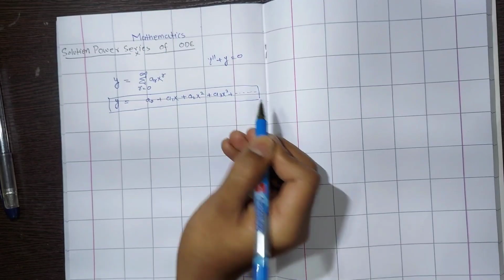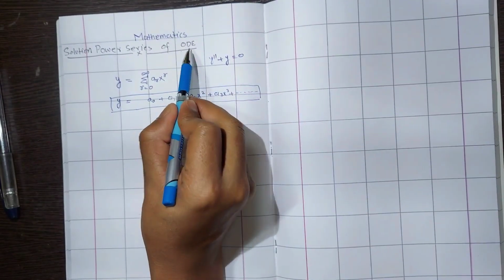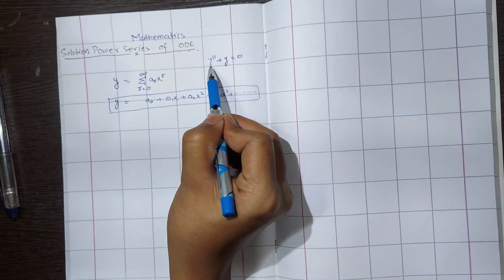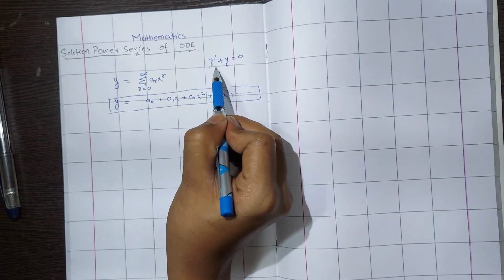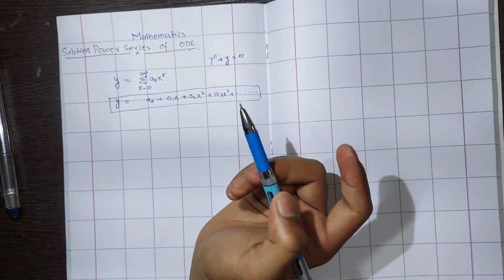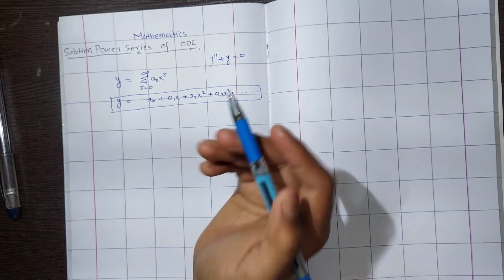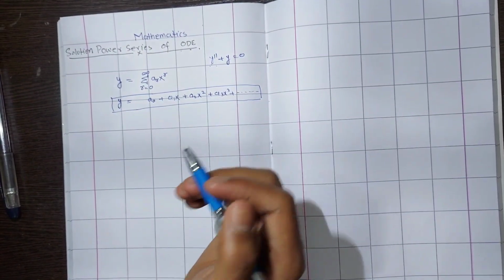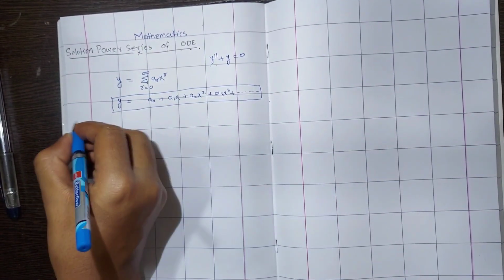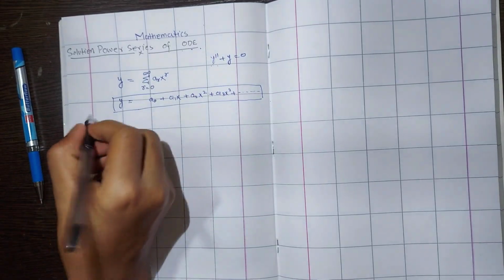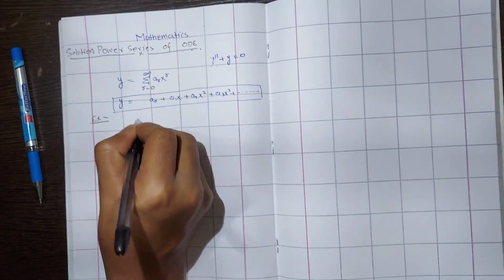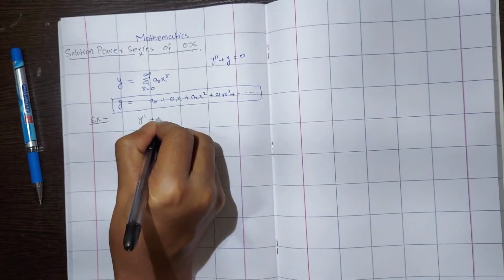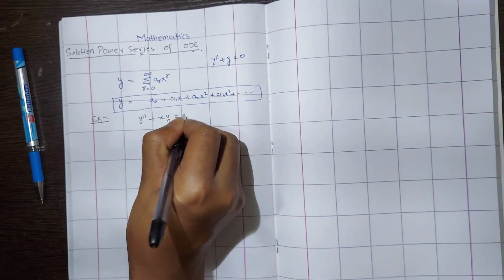If you are given any ordinary differential equation, it may be of second order or of first order. To understand it properly and clear your concept, let's see an example: y double dash plus x y is equal to 0.